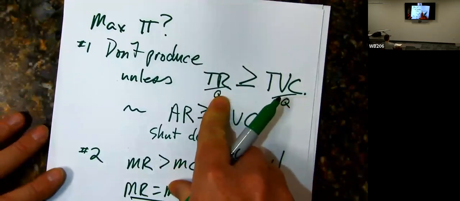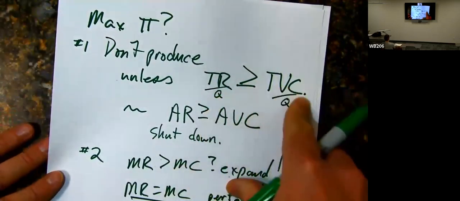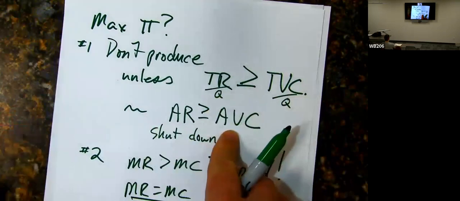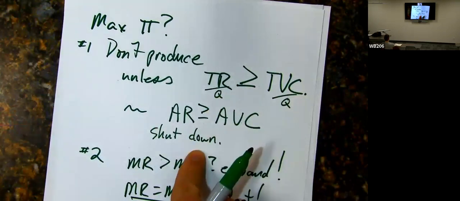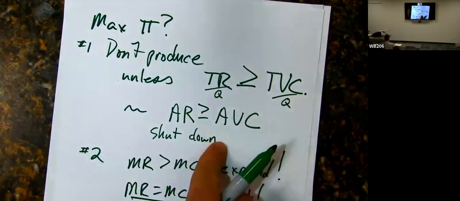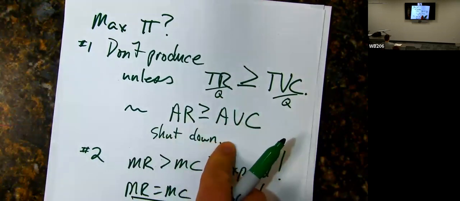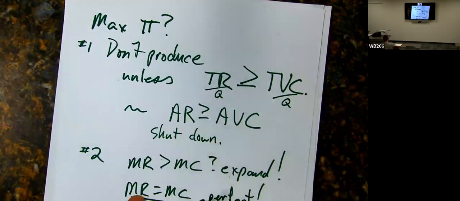So to restate these two main rules, basically that total revenue divided by quantity is greater than or equal to total variable cost divided by quantity, which is that average revenue is greater than average variable cost. That's sort of the shutdown condition. If that isn't true, shut it down. The second rule is basically aim for marginal revenue equals marginal cost.